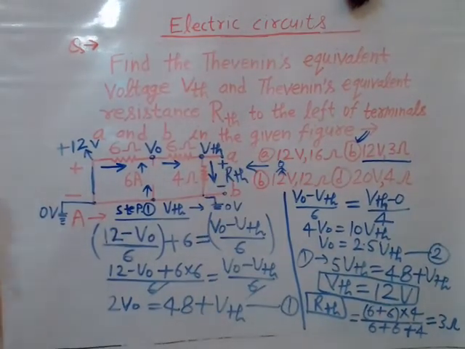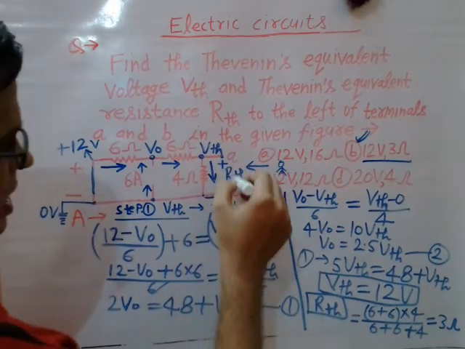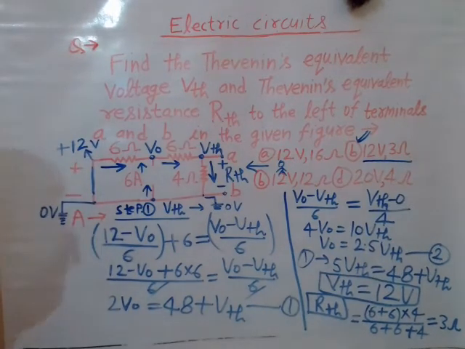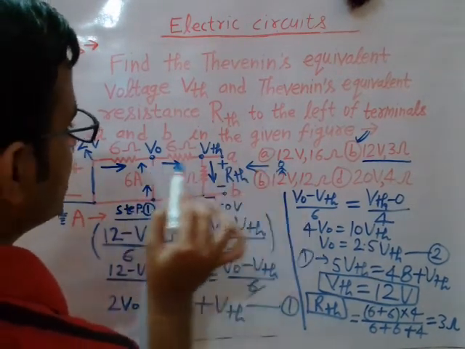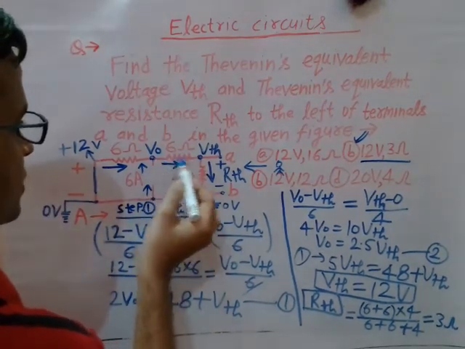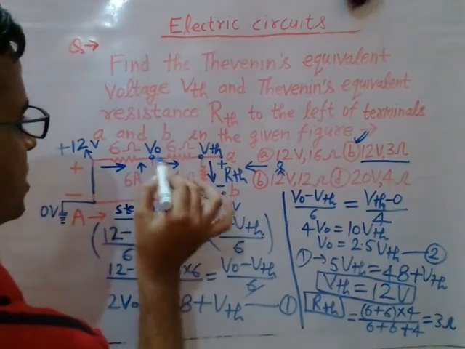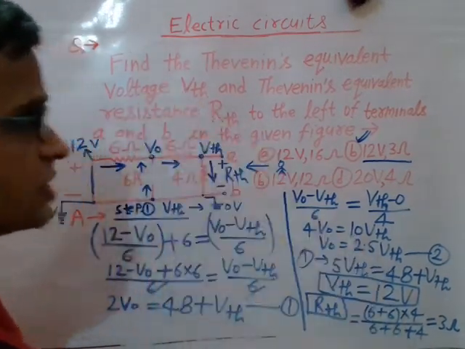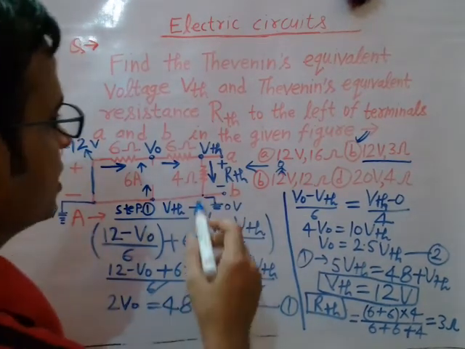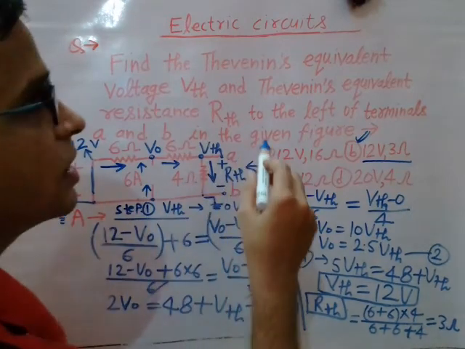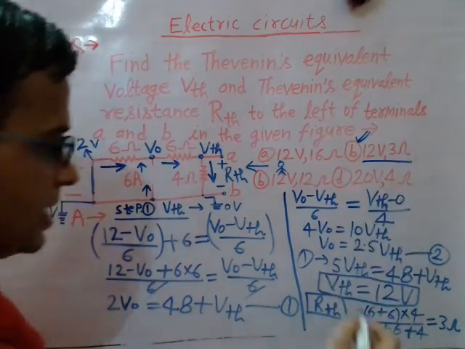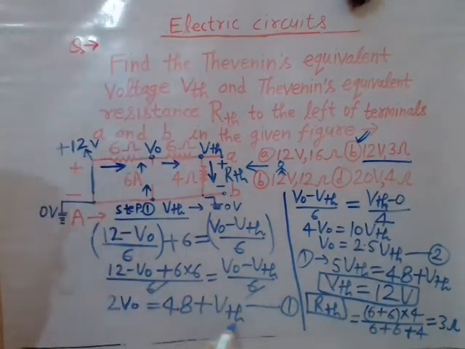B, right? Now suppose the terminals A and B are something different, then these two values will change, right? Suppose he is asking you to calculate Thevenin's equivalent circuit across these two terminals, across 6 ohm, then the terminals will be changed now, and accordingly the whole calculation will change, right? So you should always find out the Thevenin's equivalent circuit across those terminals where you are asked to do so, right? So here B is correct, right? RTH is 3 ohm, VTH is 12 volt.